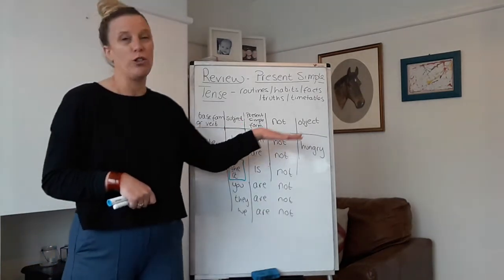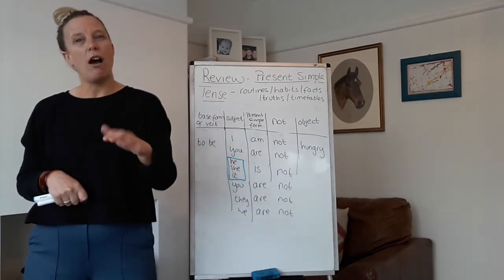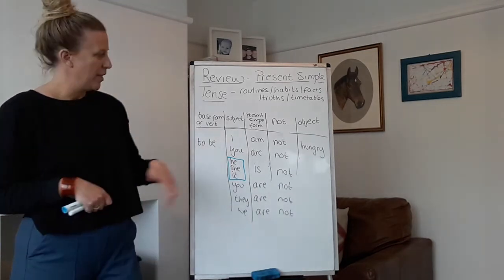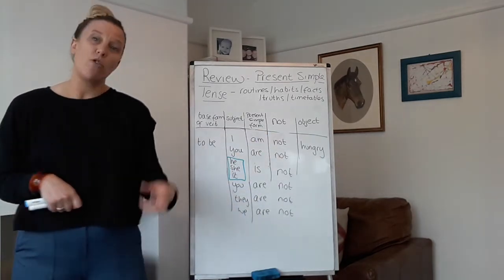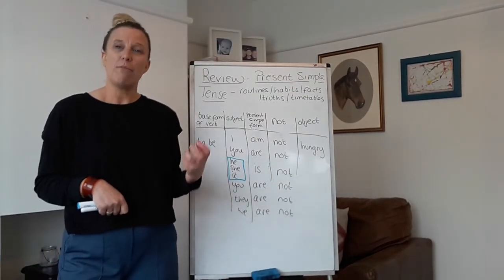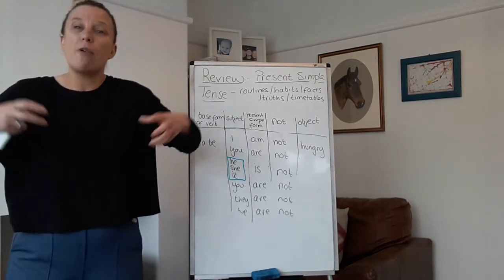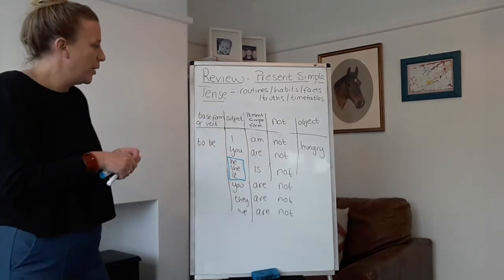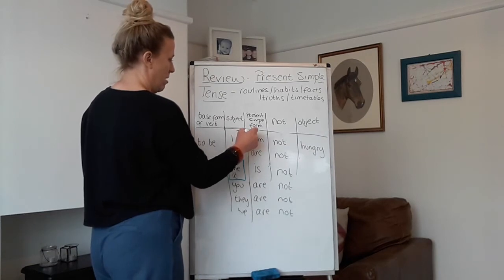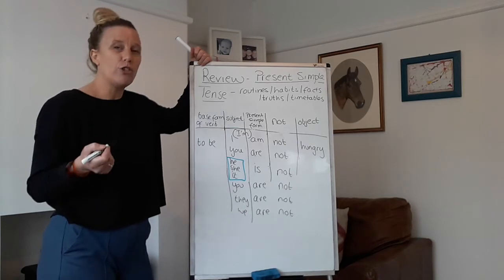So I am not hungry. You are not hungry. He is not hungry. They are not hungry. We are not hungry. So we add not after our present simple form. So the present simple form stays the same for our negative sentences. Okay, but we put not afterwards. And remember, we talked about last week how we can contract those as well. So it becomes I'm not. I'm not hungry.